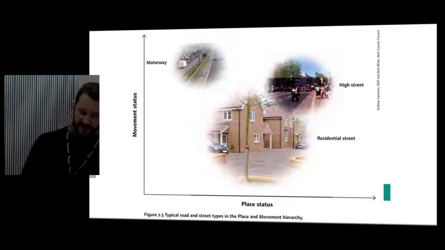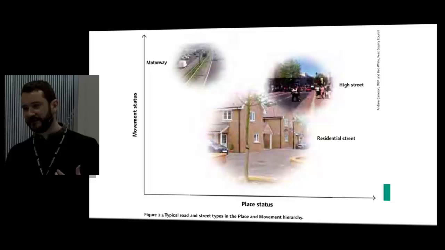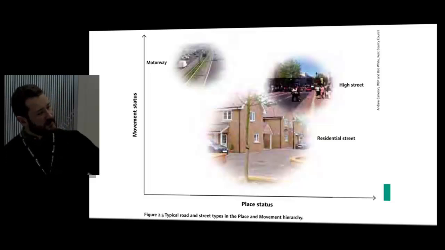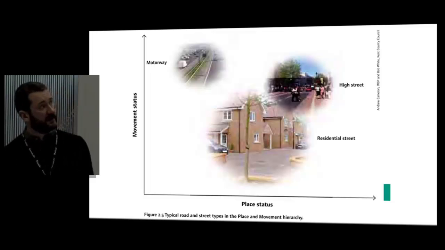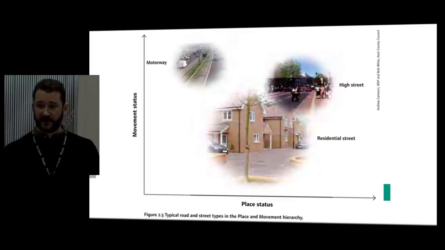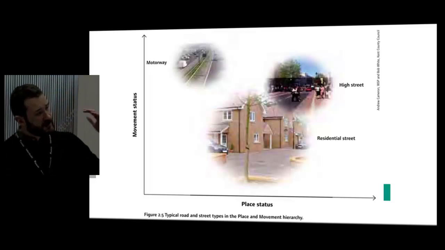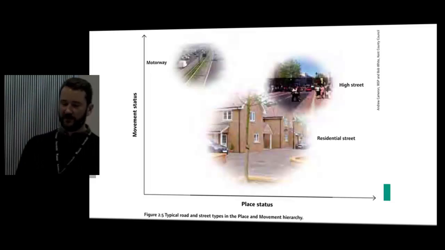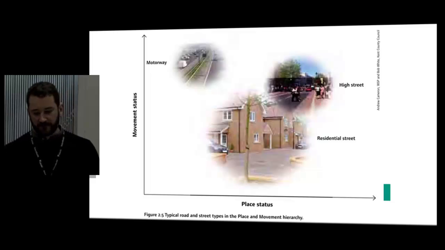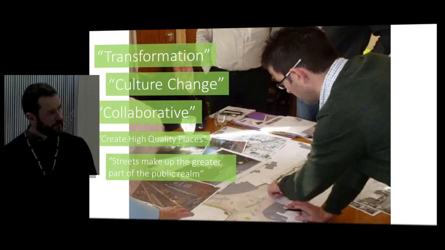Another thing that Manual for Streets reinforced was the importance of place when you're designing streets. So I think this graph essentially sets the movement status on the y-axis and the place status on the x-axis. I think we'd all agree, or there'd be very little disagreement, that the motorway is primarily there to move motor vehicles quickly and efficiently from one place to another. But when you get into residential streets and high streets, it shouldn't necessarily be about movement. It's about creating places for people to spend time, spend money, engage and interact with each other.